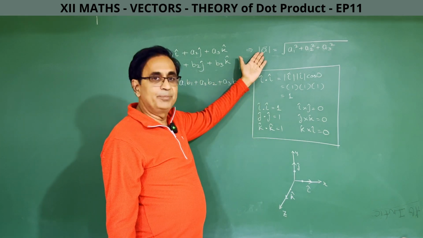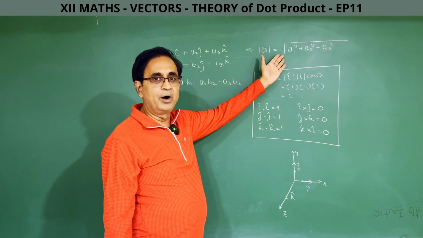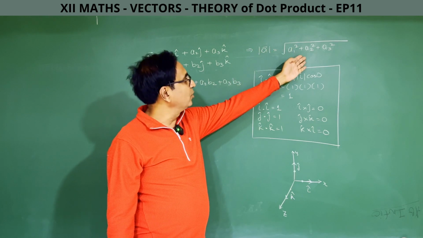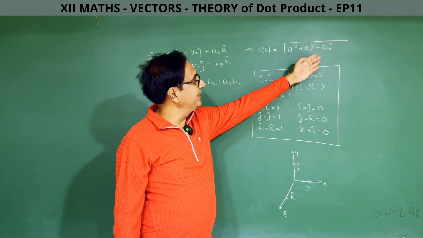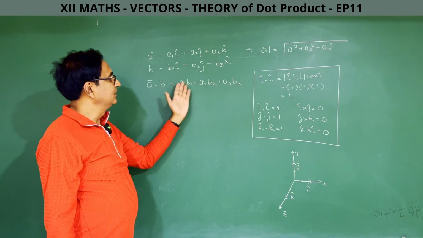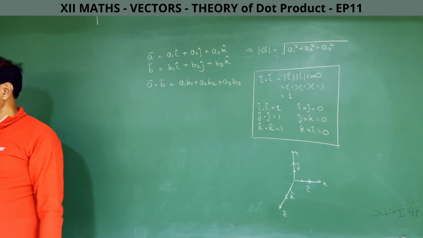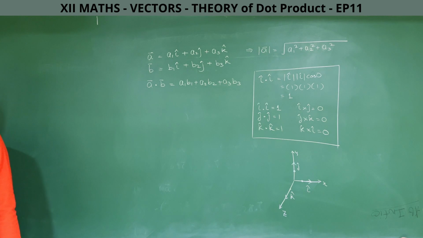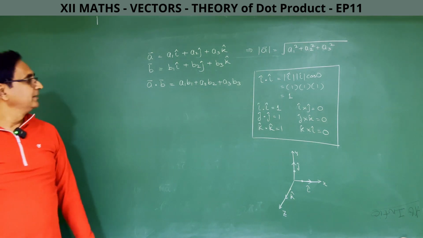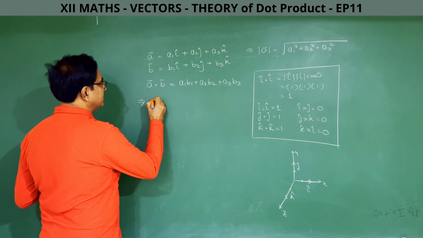Similarly, let us repeat the earlier poem once. Magnitude of vector A is the square root of the sum of the squares of the coefficients of i's, j's and k's. Similarly, dot product of two vectors is the sum of the products of the coefficients of i's, j's and k's. Alright. Now, let us draw some inferences.